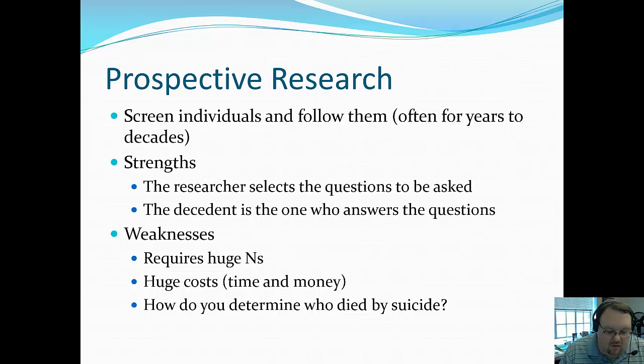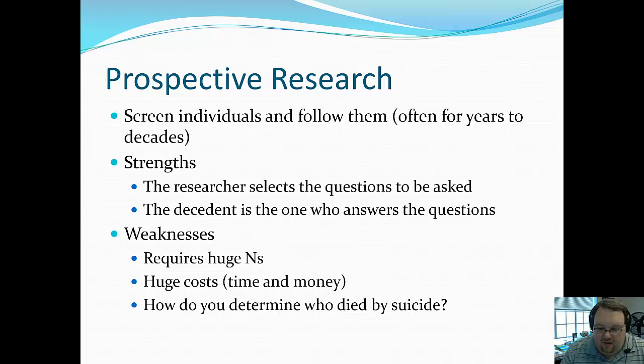Now, you have to understand, I didn't present the suicide rate earlier, but the suicide rate is roughly 13 individuals per 100,000 every year. So if you have 100,000 people, you can estimate that roughly about 13 will end up dying by suicide in that year. So you can imagine then, you'd have to have a huge number of people that you're following in order to get a good number of individuals who die by suicide.